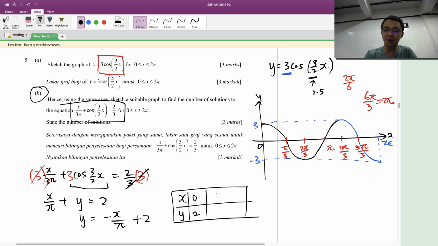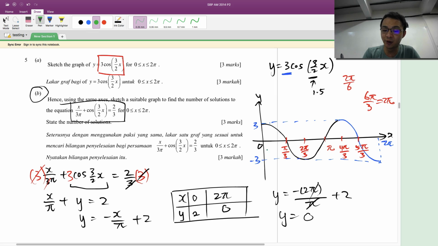And then I try to put the last coordinate when x equals to 2 pi, meaning at the end here, I want to know what's my y. So you just imagine y equals to negative 2 pi over pi plus 2. So y equals to pi and pi simplify, I get 0. So therefore I have two coordinates here. I'm going to plot it here. So when x equals to 0, y equals to 2. Assume this is 2. So at 2 pi I will reach 0. So therefore I will just sketch this one. Okay, of course this is a straight line.